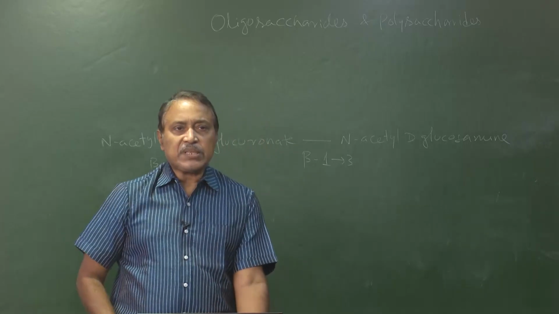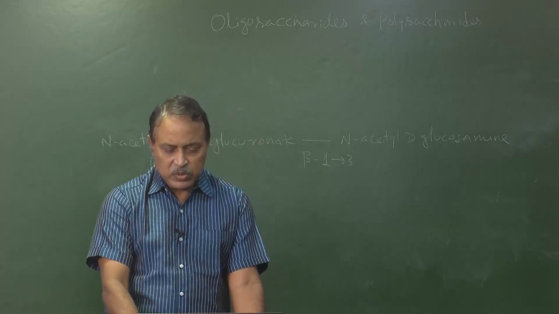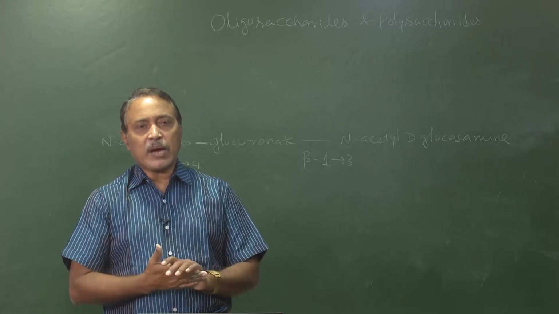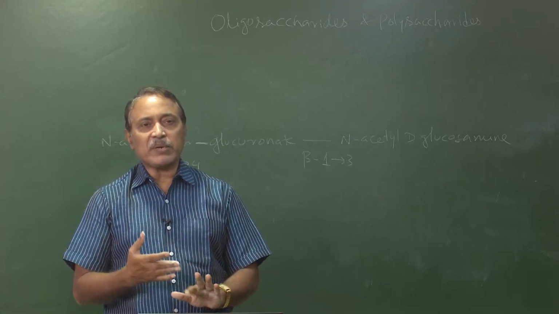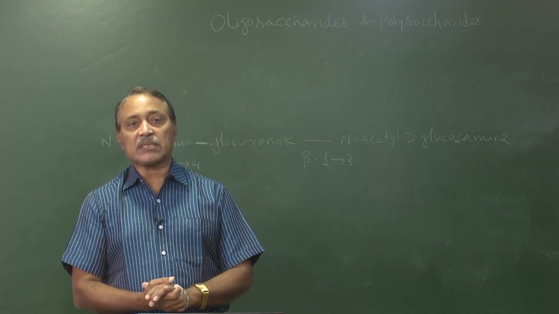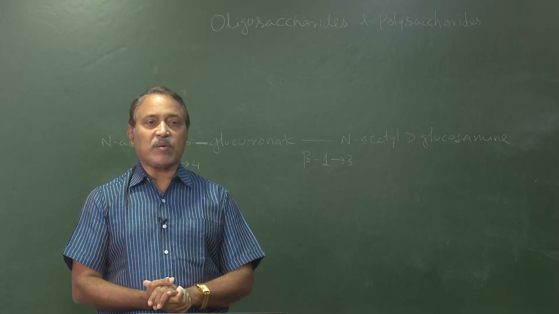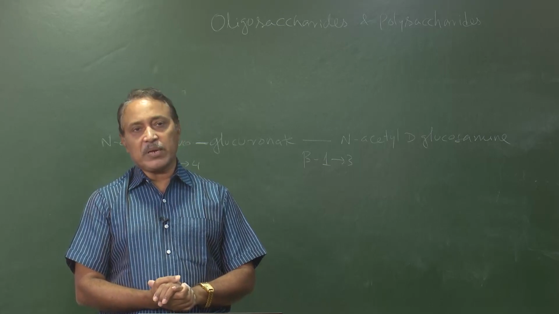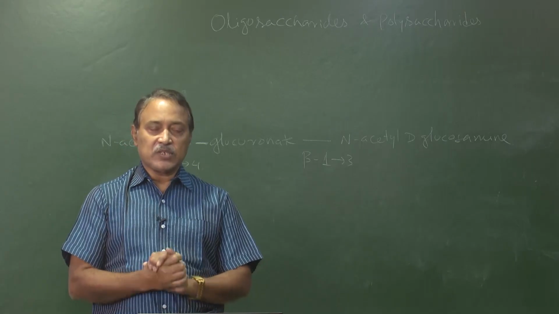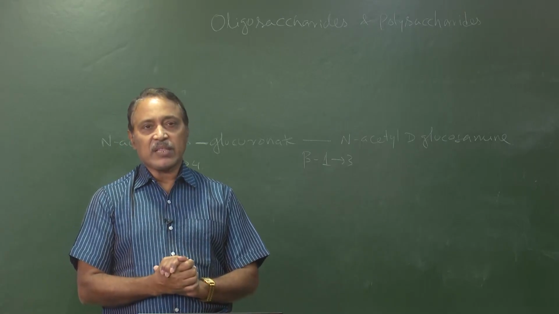So with this we came to the end, our time is up. In the next class we will be studying dermatan sulfate, keratan sulfate, and of course a very complex structure, murein, plus a few other glycoconjugates. So this much for today. Thank you very much.